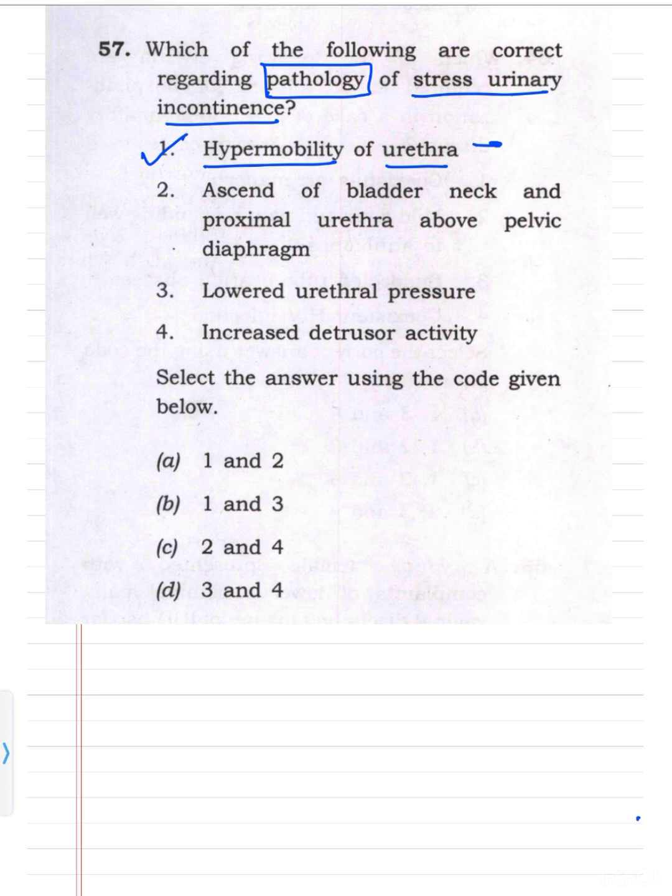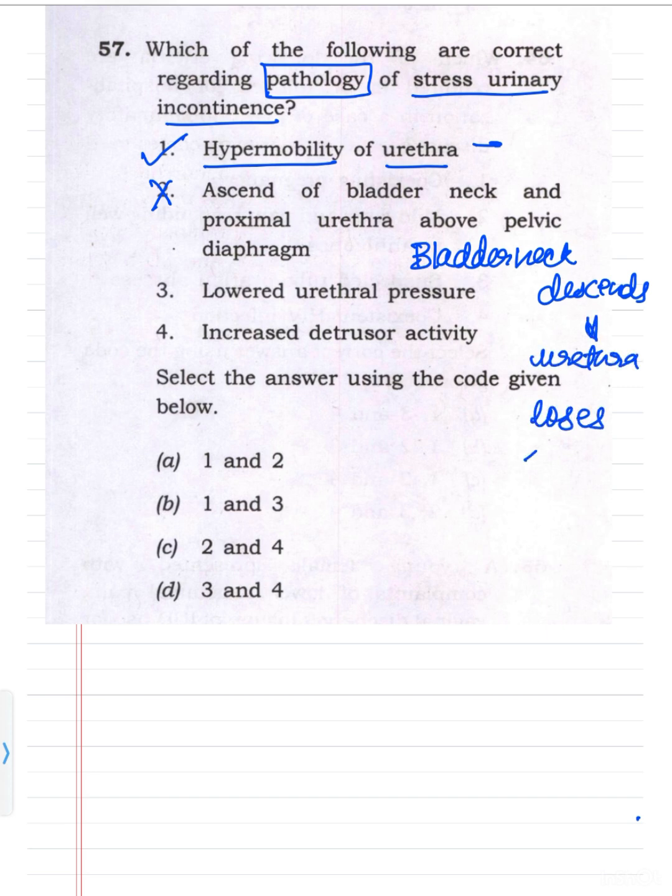Coming to second option, ascent of bladder neck and proximal urethra above the pelvis. It's not the case, it's opposite. So there is descent. So bladder neck descends, and so urethra loses support. So the support that urethra was getting because of the pelvic floor, it lost.